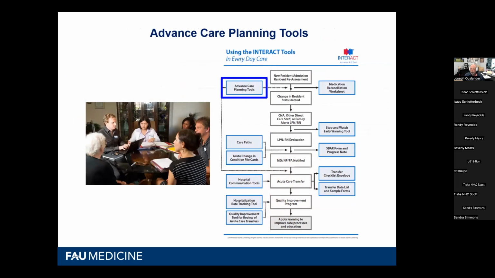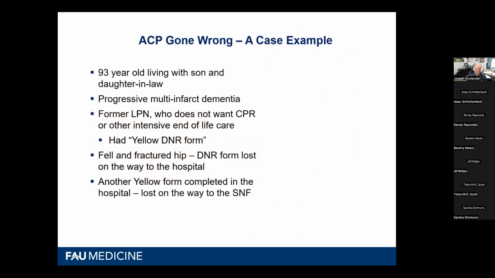So I talked a little bit about the importance of advanced care planning in trying to prevent unnecessary hospitalizations. And Interact has some advanced care planning tools that you can look at. Many other organizations do as well. On the Interact website, there are links to those organizations. I'm going to present a patient to you. And if you've heard me present this, that's okay. But this is a real case of advanced care planning gone wrong.